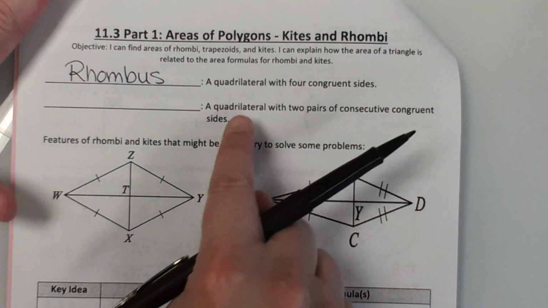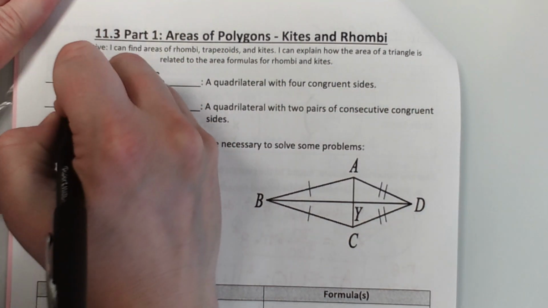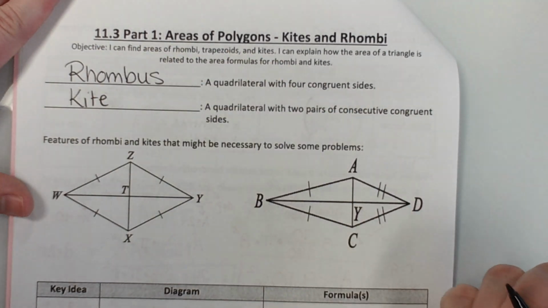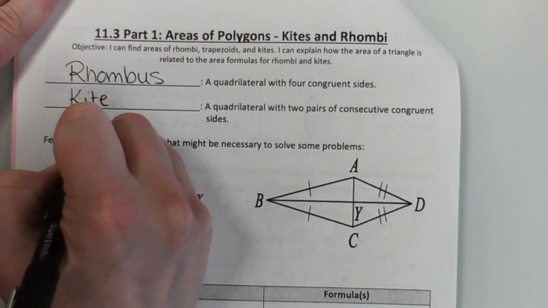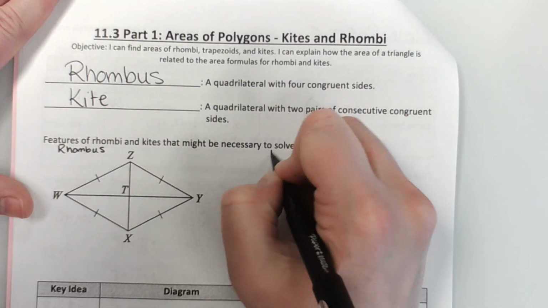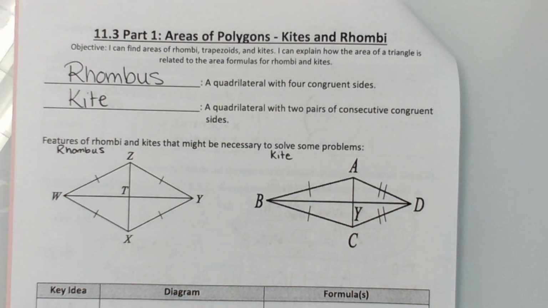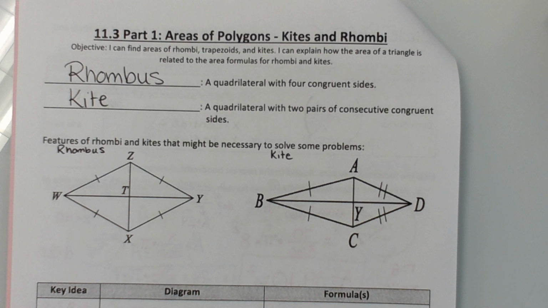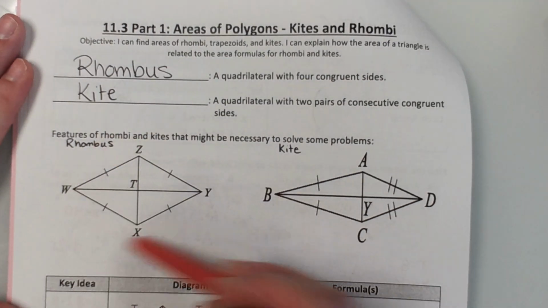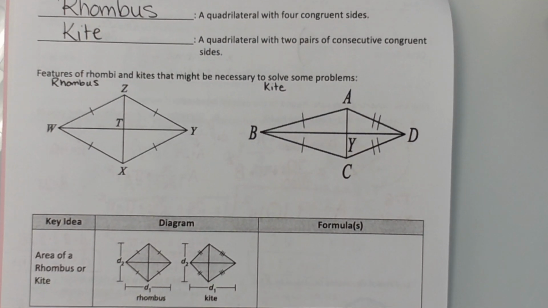A quadrilateral that has 2 pairs of consecutive congruent sides is known as a kite. So here, I have a rhombus, and I have a kite that we can work with. In order to work with rhombi and kites, we have to know some features about them because sometimes they're not going to give us everything that we would like going into it. So, starting with our rhombus. Not only does it have 4 congruent sides, but its diagonals get broken up into congruent parts as well.